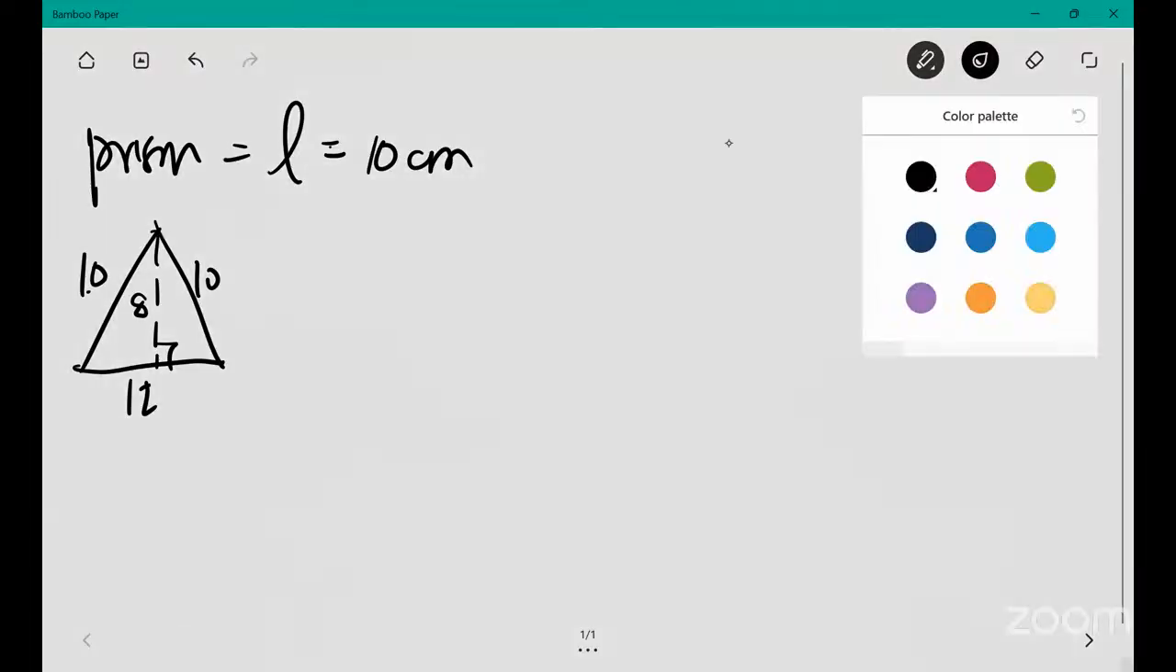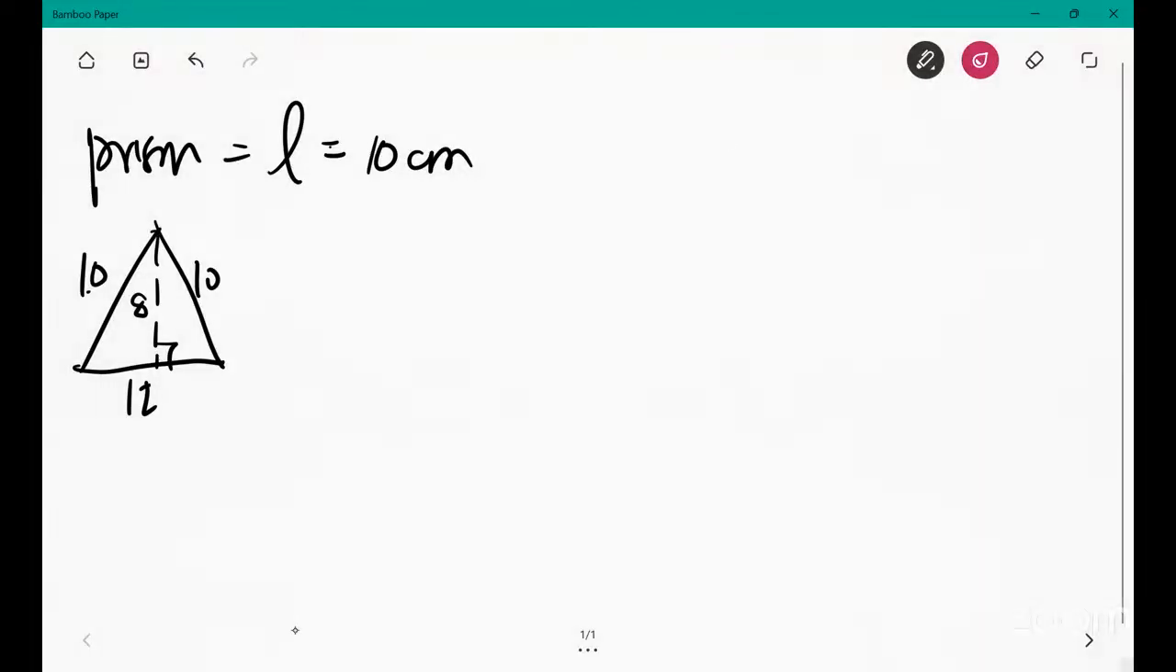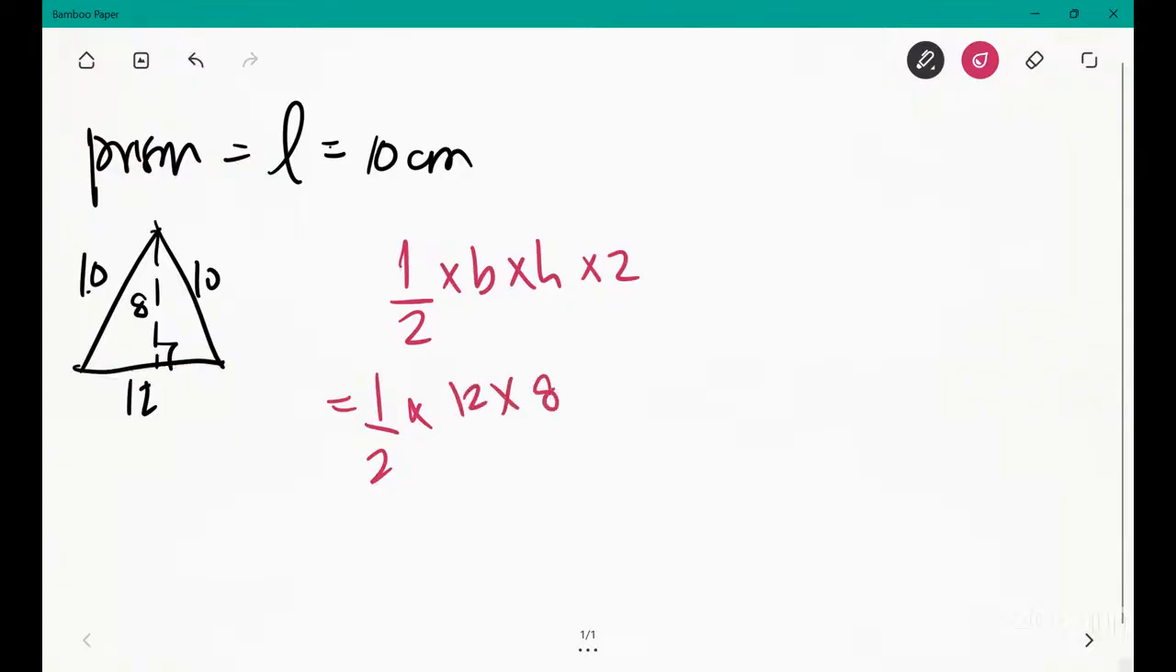So remember, let's start from the beginning. So we have two rectangles. Sorry, not two rectangles, two triangles. So triangles means half into base into height. Since we have 2, I'll just multiply it by 2. So half into base here, this is the base, 12, into height, they have given 8, into 2. So here, just simplify. You can just cancel the 2's and just multiply 12 into 8. You get 96. Don't forget the unit.